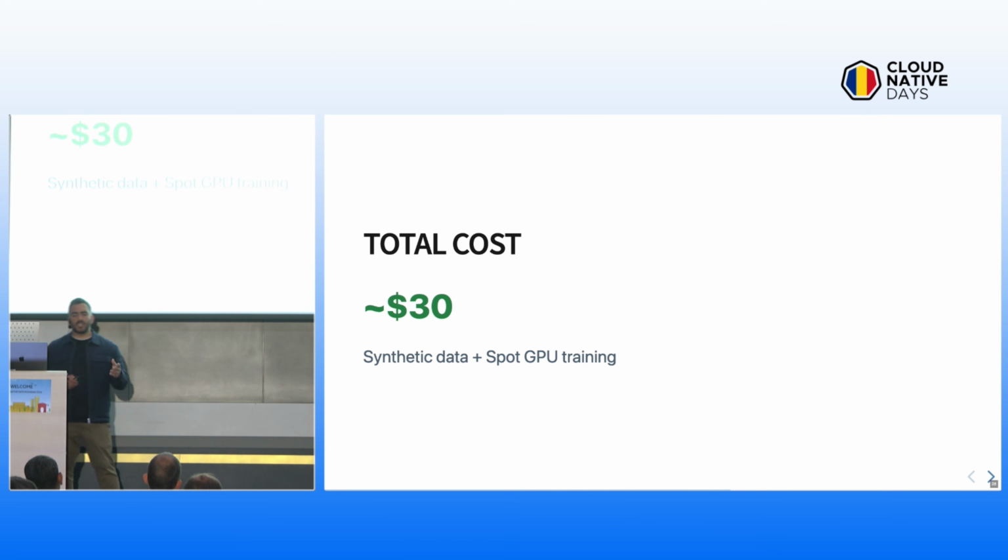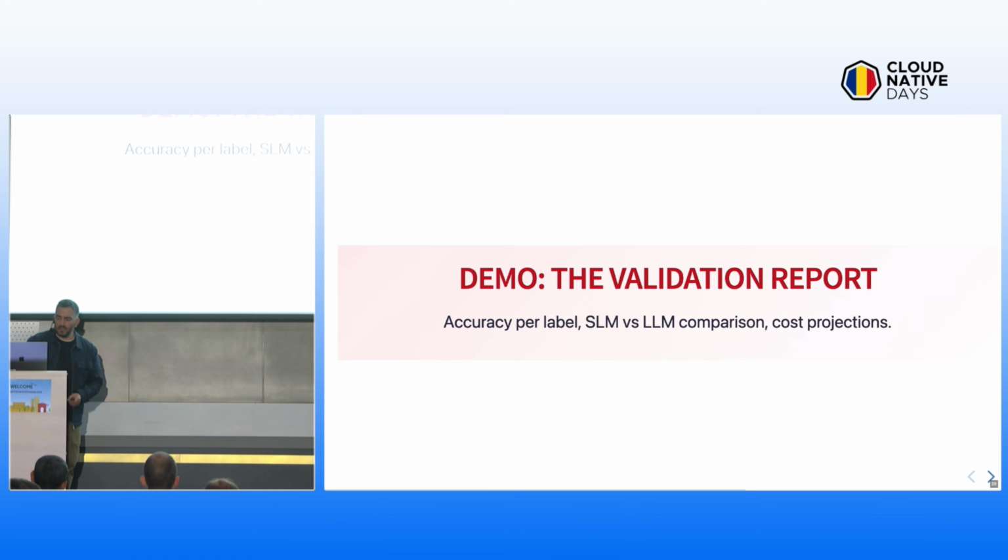So let me show you this. The total cost of all of the experiments of building this model was $30. Not per month, just by running this. So let me show you this.